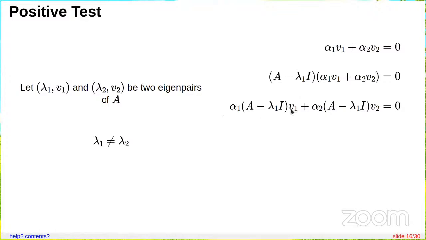Correct. Right. So V1 is an eigenvector of A with eigenvalue lambda 1. So A V1 is equal to lambda 1 V1. That's what we have been doing all along, right? So this will become 0. You'll end up with just this. Okay, what is the next step from here?